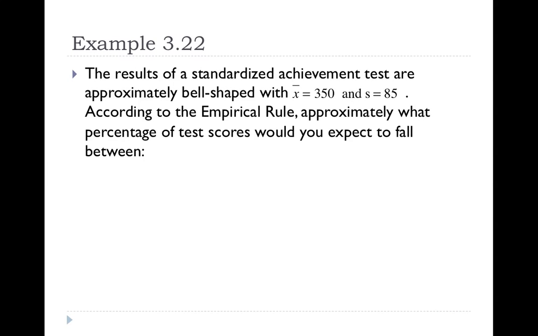Okay, so let's apply the empirical rule to a problem. The results of a standardized achievement test are approximately bell-shaped, with x bar equals 350 and s equals 85. So let's remember what we know about x bar. X bar is the mean of a sample, so we're working with a sample. S is the standard deviation for a sample, which is 85.